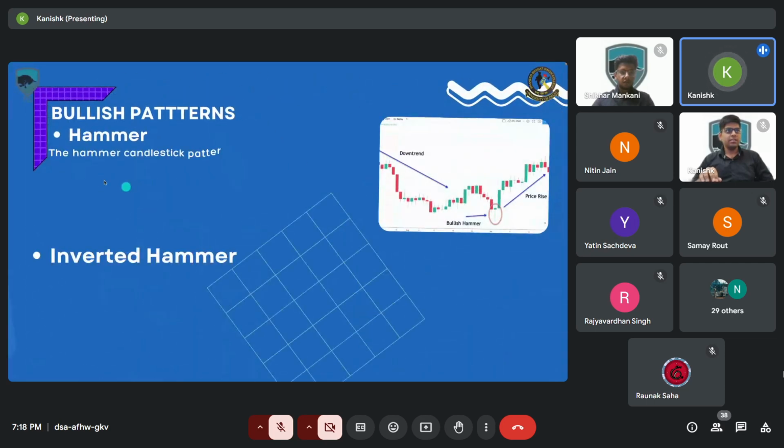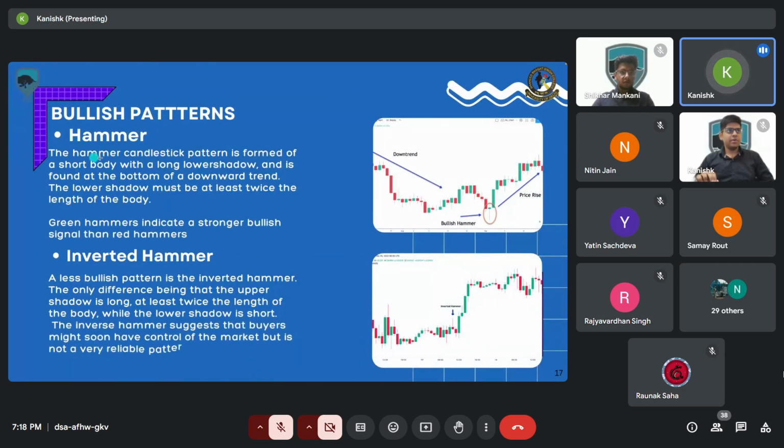So let's discuss the hammer. The hammer is a candlestick pattern that is formed of a short body with a long lower shadow and is found at the bottom of a downtrend. The lower shadow must be at least twice the length of the body. Green hammers indicate a stronger bullish signal than red hammers. So as you can see here, this is a hammer.